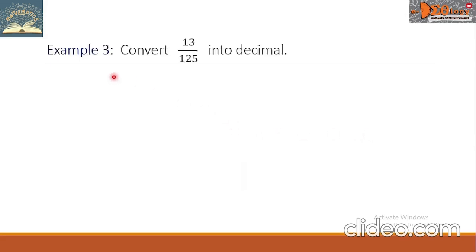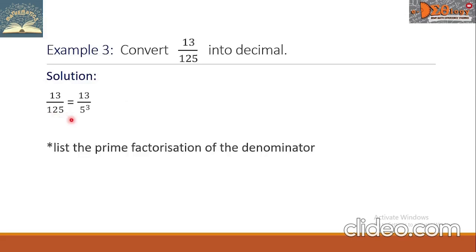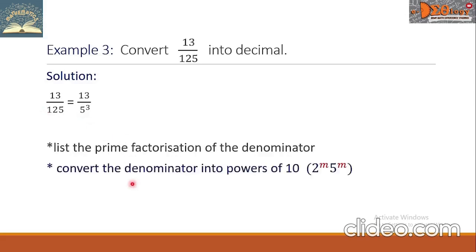Let's have example 3. Convert 13 over 125 into decimal. The given fraction is 13 over 125. We're going to list the prime factorization of the denominator, and that is 5 cubed. Next step, we're going to convert the denominator into powers of 10. The form is 2 raised to m times 5 raised to m.